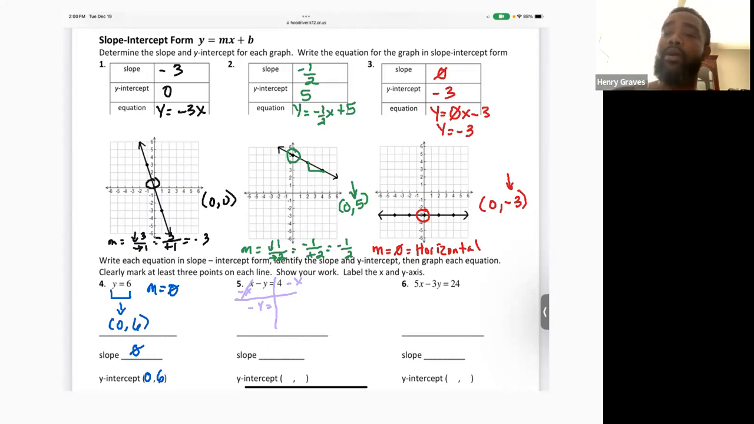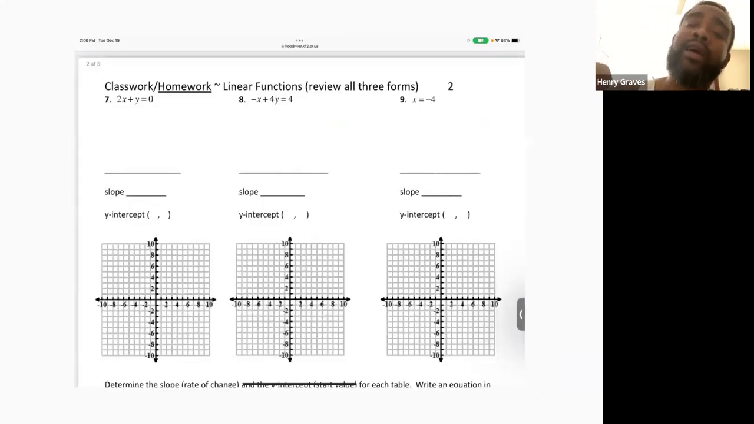Now, to do this section, you're going to have to get comfortable with rewriting stuff, guys. You've got to get comfortable with rewriting from standard form to slope-intercept form. So number 7, I'm going to move the 2x over by subtracting it, because the opposite of positive 2x is minus 2x on both sides. So y equals 0 minus 2x. You can also write this as y equals negative 2x plus 0.